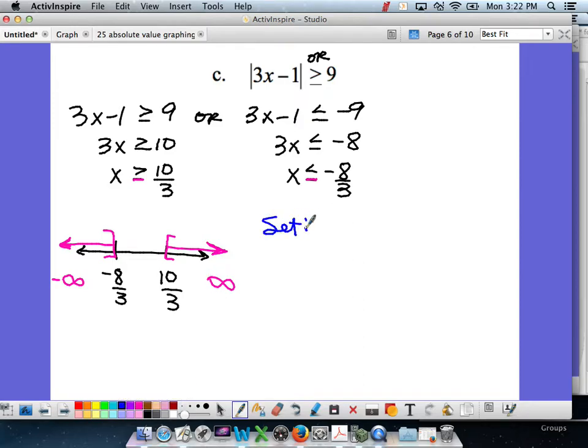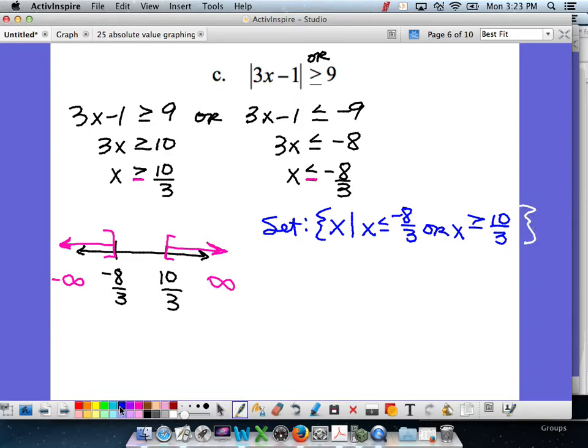The first is in set notation with the squiggly lines. So I have all values of x such that, and I'm going to write both of these answers here. x is less than or equal to negative 8 thirds, or x is greater than or equal to 10 thirds. Again, I'm keeping those squiggly lines.